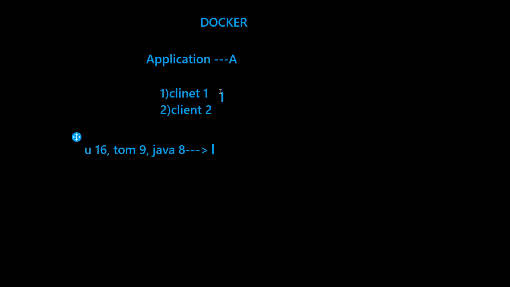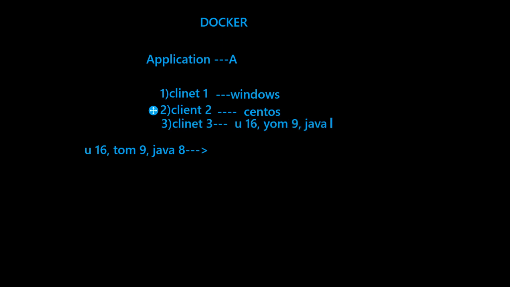Then client one bought the application, but he has got Windows operating system. He doesn't have this Ubuntu 16. And also this client two has got Linux, but he has got CentOS distribution of Linux, right? And there is one more client, client three. He has got this Ubuntu 16, Tomcat 9, Java 8, and so on, right? He has got all the application requirements.